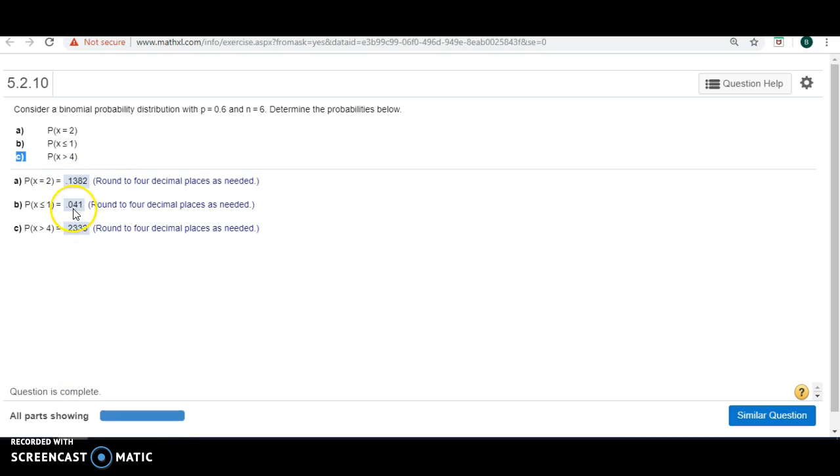Notice the next part is the probability of X equal to 1 or less than 1. So the only options you would have there is equal to 1, and the only number that you could use less than 1 would be 0. So it's like two problems in one. We're going to have to find the probability of X equaling 1 and the probability of X equaling 0, and then we're going to have to add those two probabilities together.